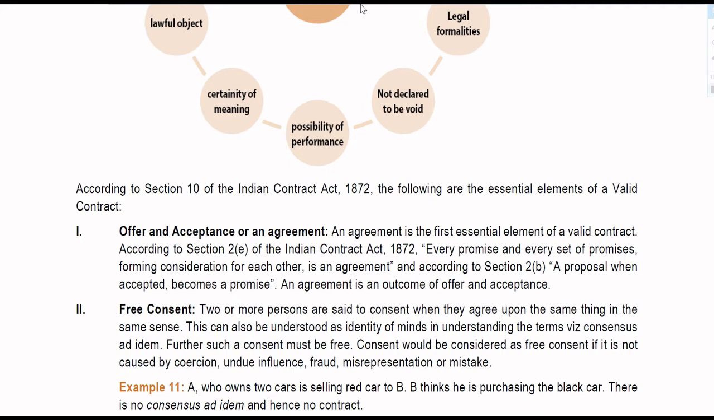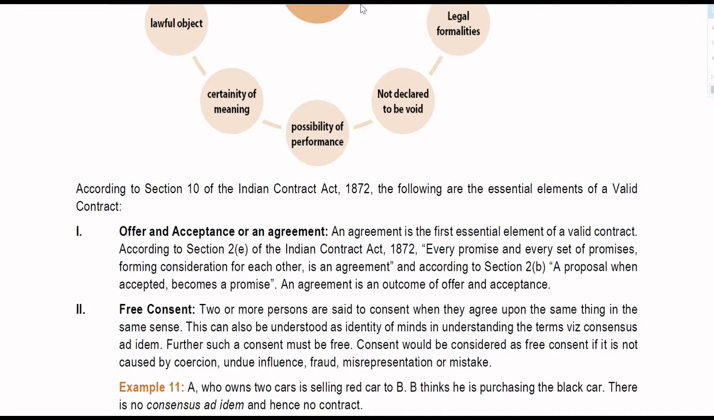There are two persons, the offerer and the offeree. The offerer is the person who gives the offer, and the offeree is the person who accepts the offer. Then there will be an agreement, and if it is legally enforceable, that will be a contract. An agreement is the first essential element of a valid contract. There must first be an agreement between them.